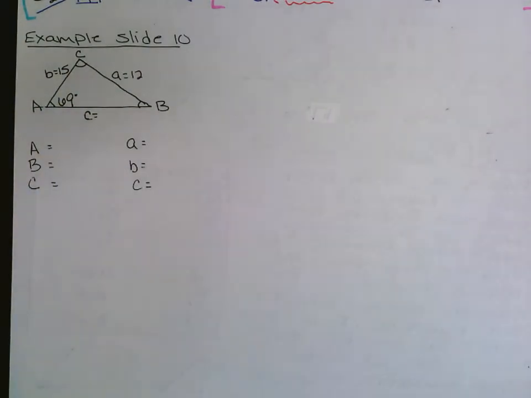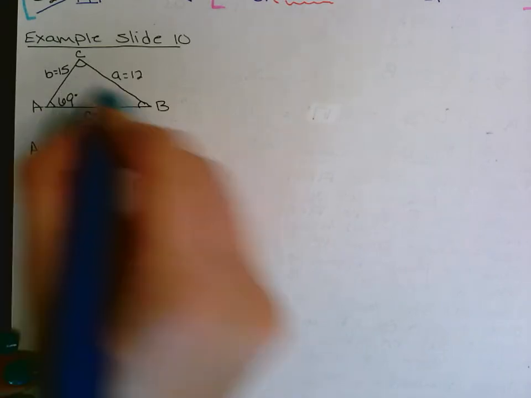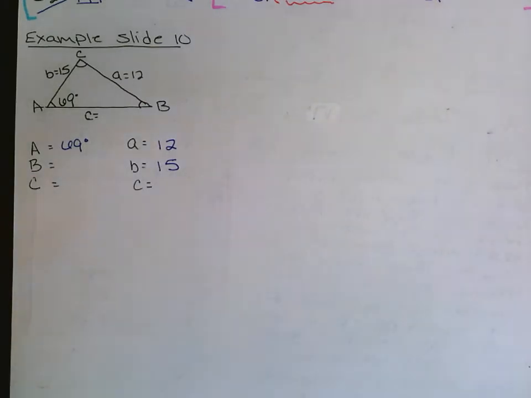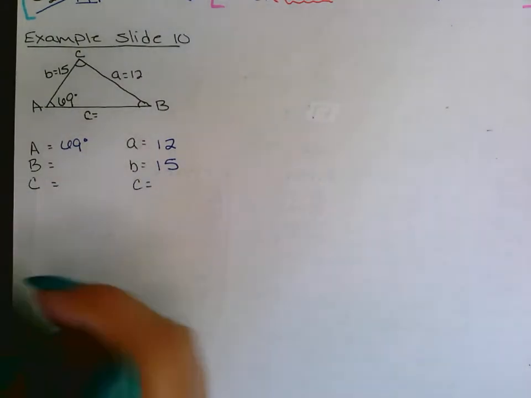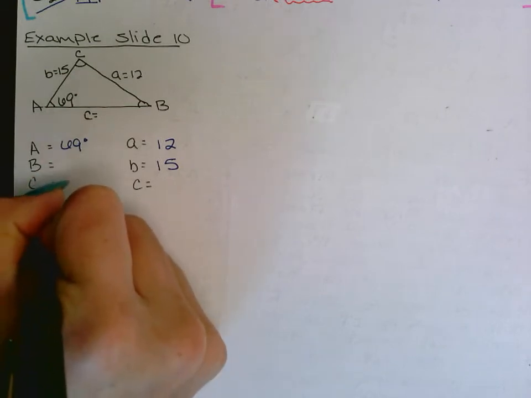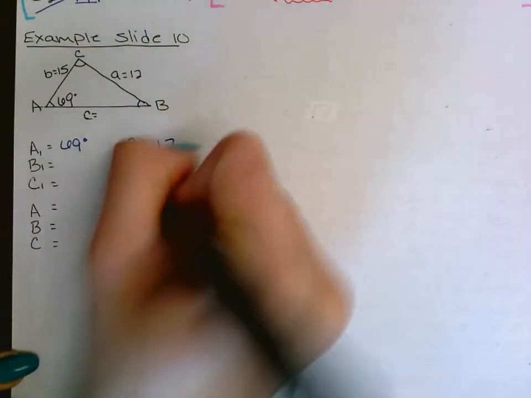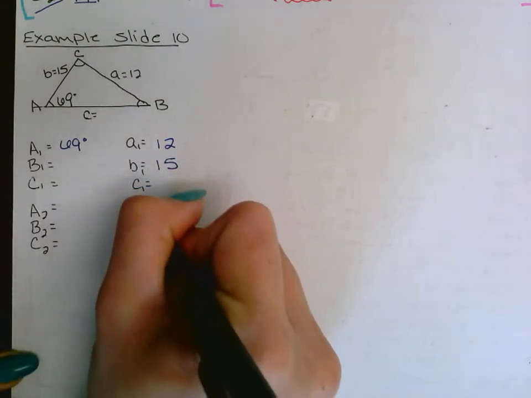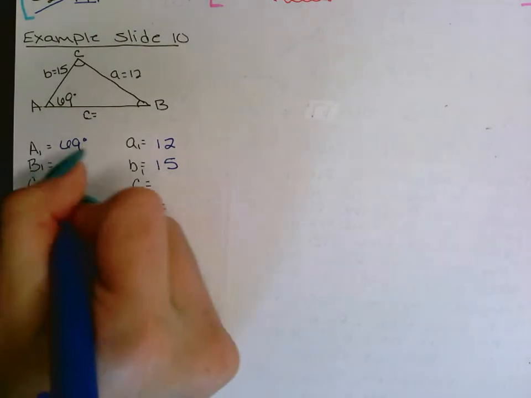All right, here's our next example. Let's start off by filling out what we know. So we know capital A is 69 degrees, little a is 12, and little b is 15. So the way I know I'm testing for two possible triangles is because I have a match and I'm left looking for an angle. So I'm going to set up my second possible triangle. And my givens work the same for both.